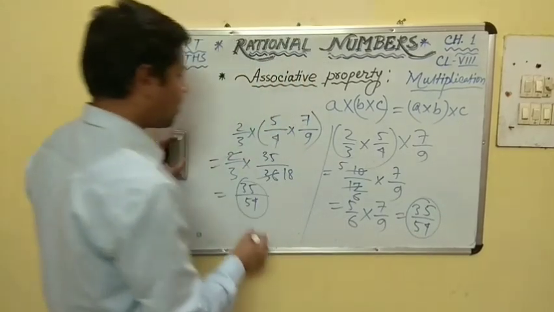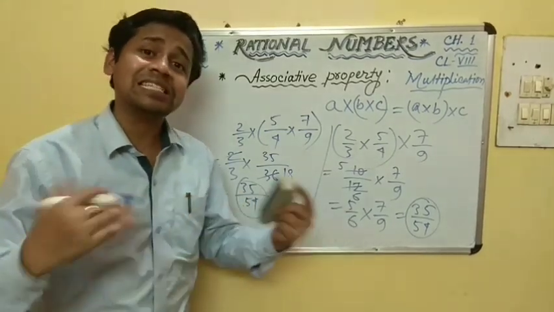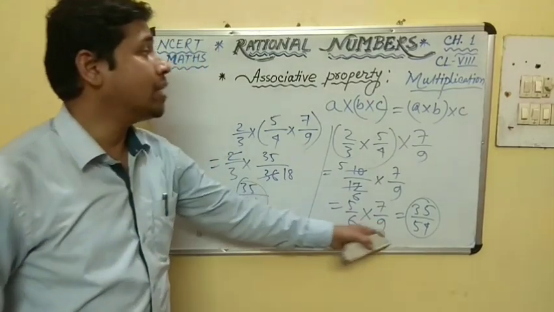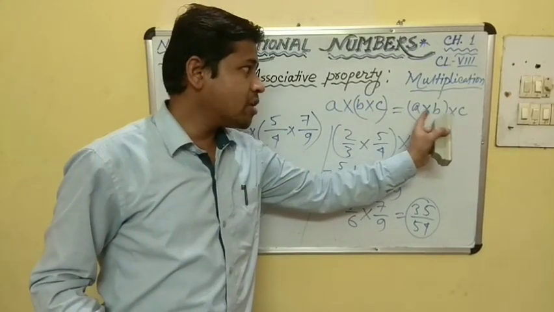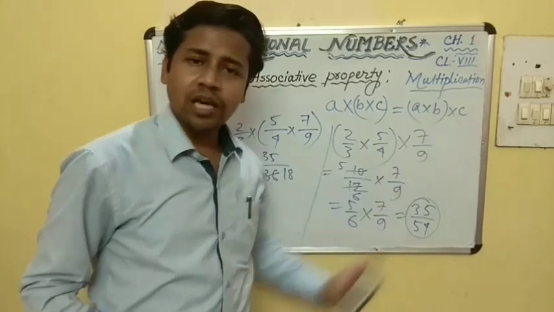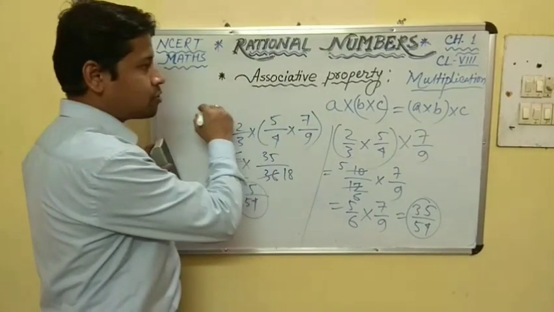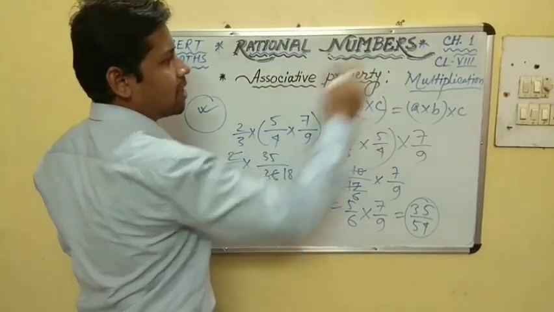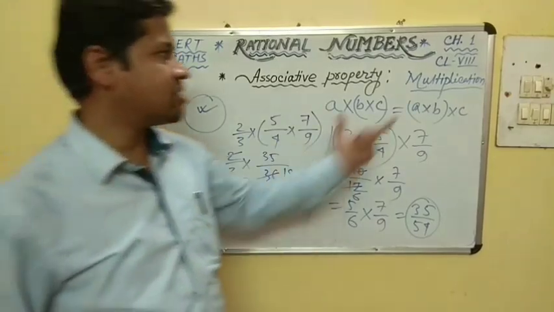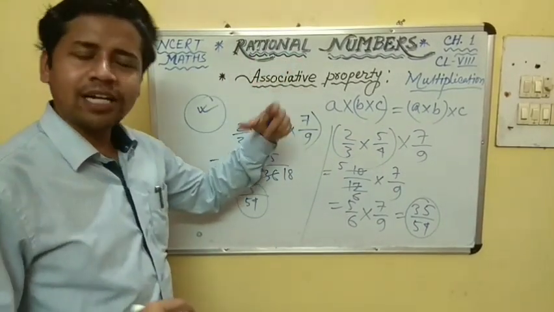Here 35 by 54, here also 35 by 54. That means both the cases are giving the same results. That means they are equal. That means (A × B) × C equals A × (B × C). So in case of whole numbers and rational numbers, we are saying that rational numbers are associative under multiplication because they are satisfying this situation.